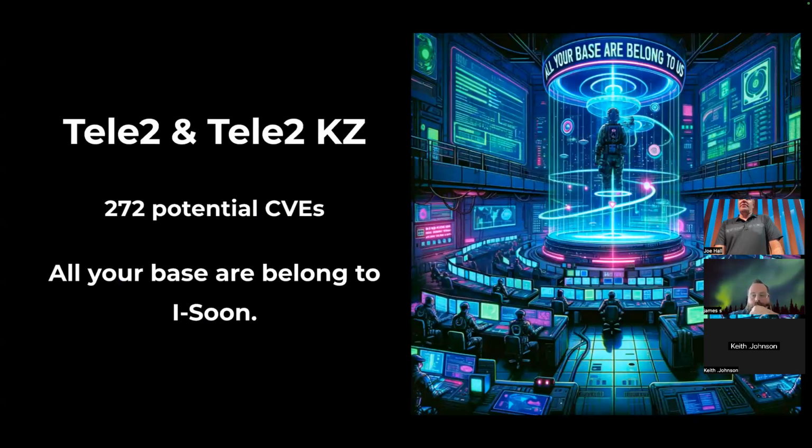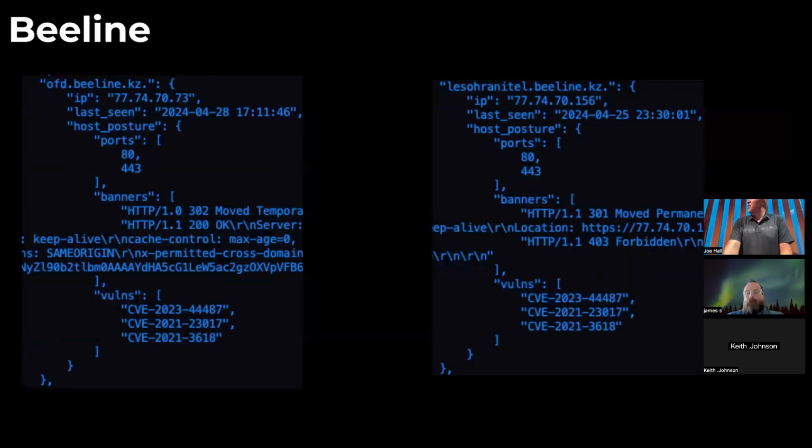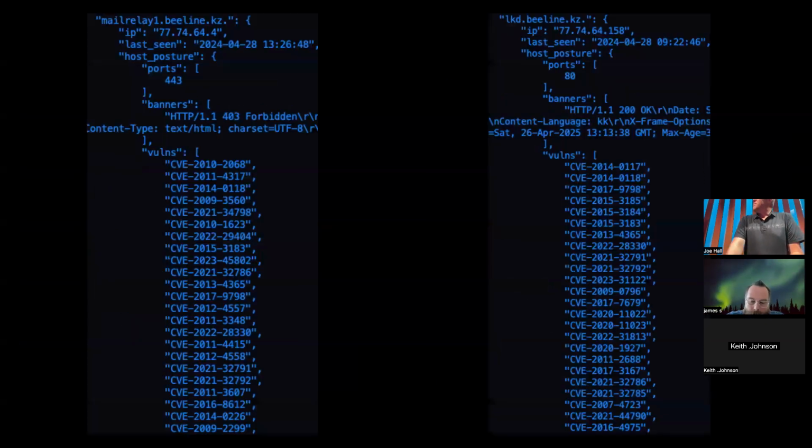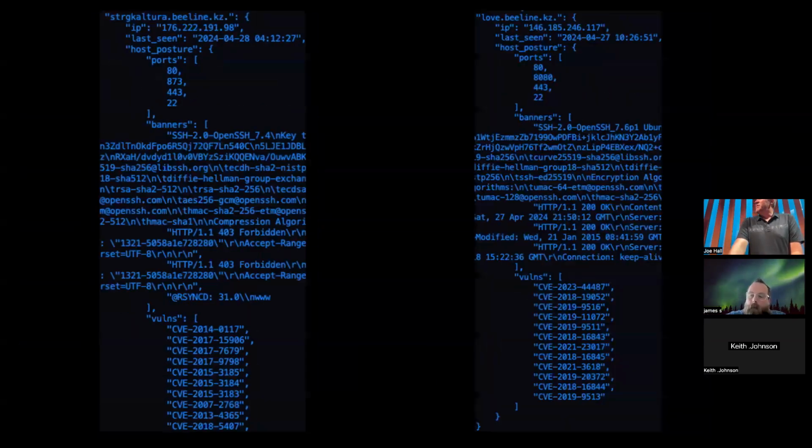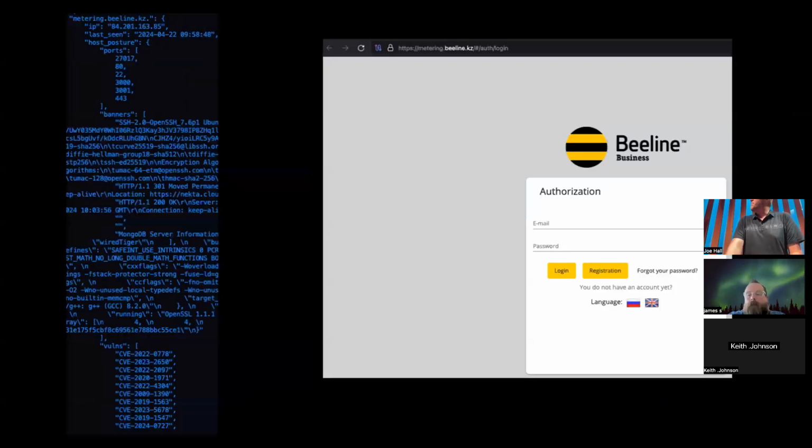272 unique CVEs just on Tele2 and Tele2 Kazakhstan. So it was pretty disappointing to see across the board. Beeline was just as bad. These are all very serious remote code exploits that are sitting out there. I mean, it speaks for itself when you look at just how bad it is. It's like they're not even trying. And obviously, in certain cases, they're probably complicit.